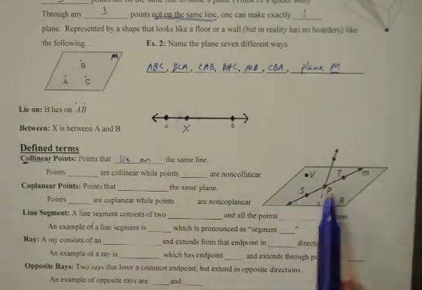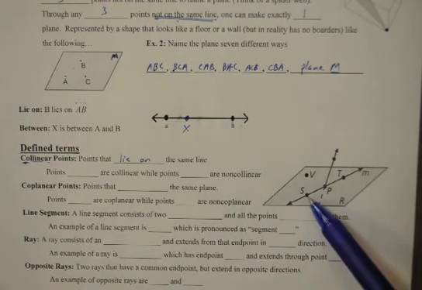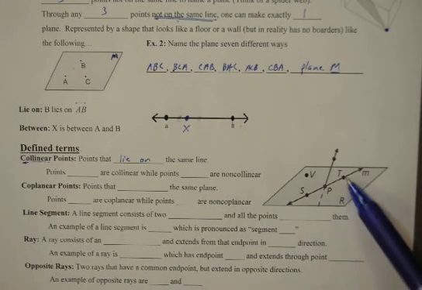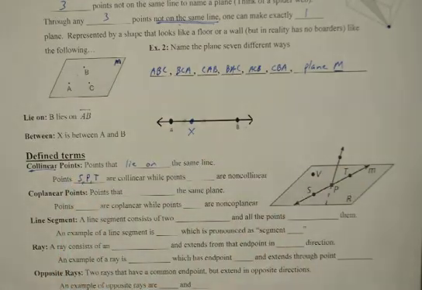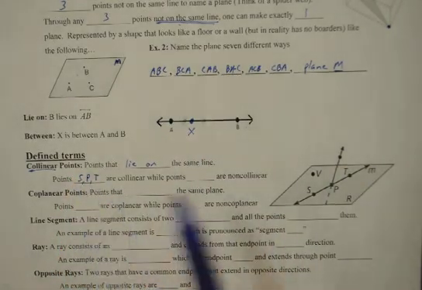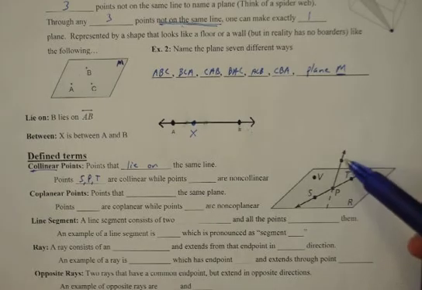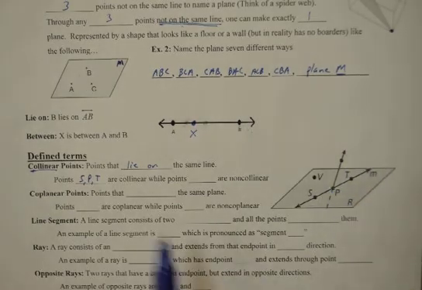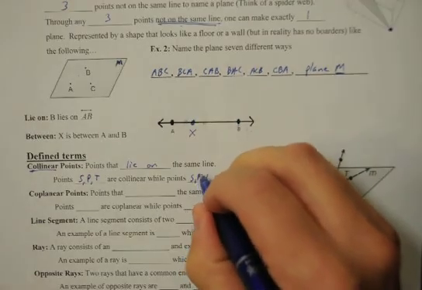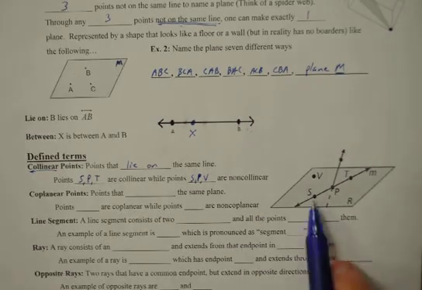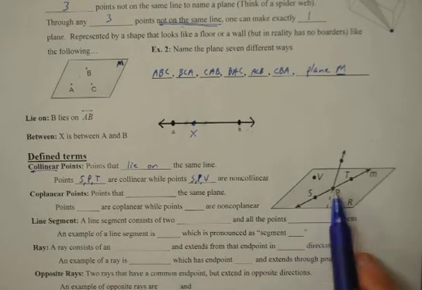So in this picture here, points S, P, and T are collinear. Notice I'm naming 3 points because any 2 points are collinear. You can actually draw a line between any 2 points. While points S, P, and V are non-collinear. You cannot make a line with S, P, and V.